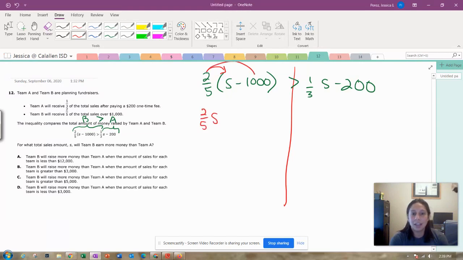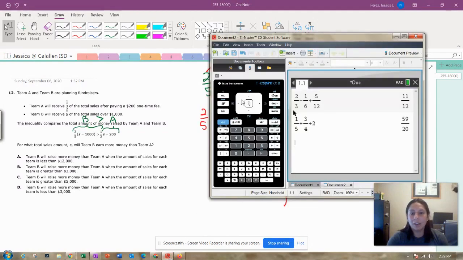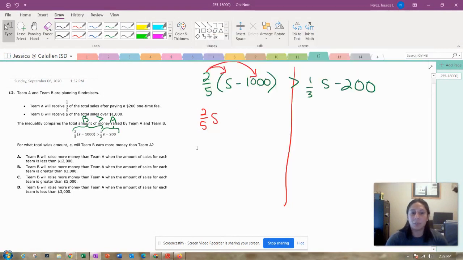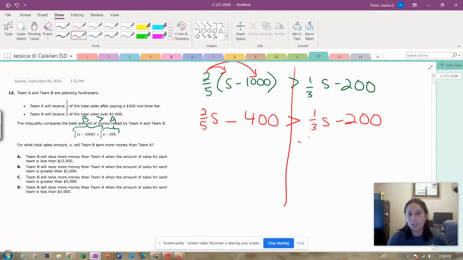So 2/5 times S, that's 2/5 S. And what's 2/5 times 1,000? You can work that out. We can go back to our calculator. If we put 2/5 times 1,000, we can also get our answer, which is 400. So minus 400 is greater than 1/3 S minus 200.